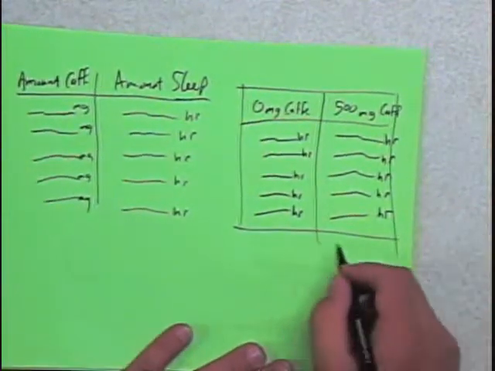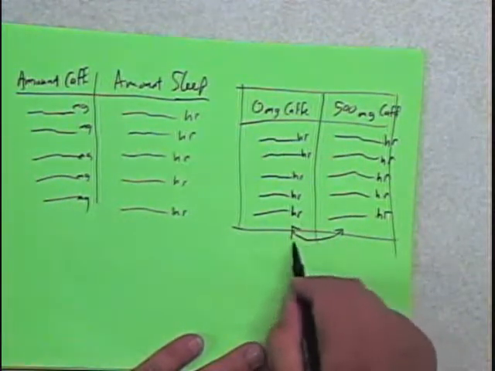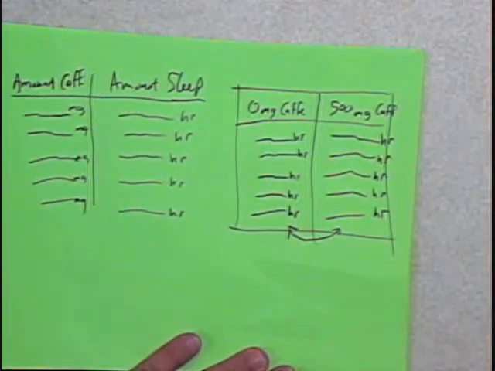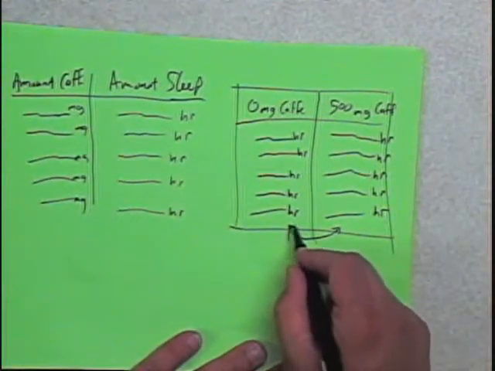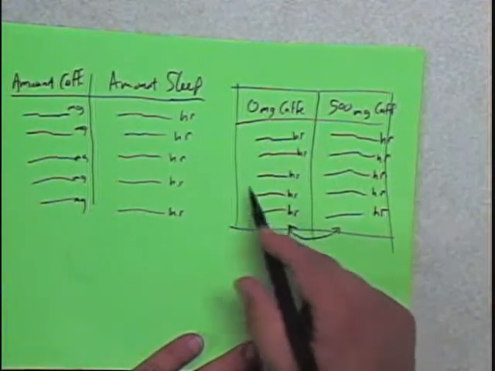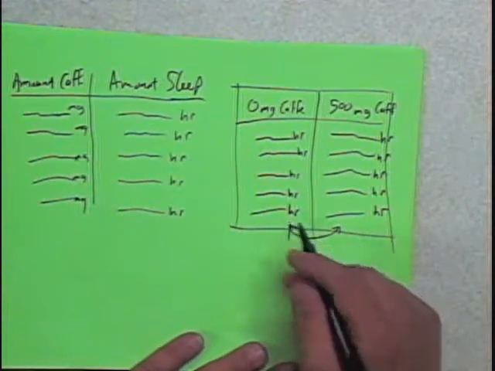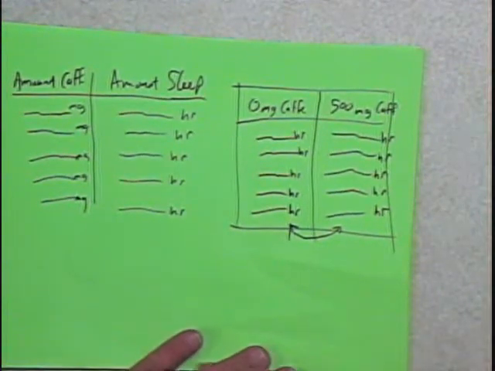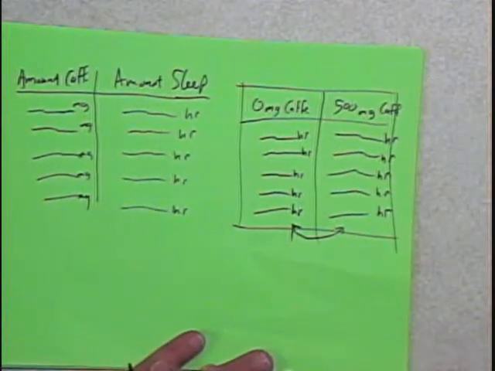Okay, and then at the end of the study, you're going to see, is there a significant difference between the two groups? So in particular, I'd probably see, is this significantly higher? Did they get more sleep than this group? And if there's a significant difference, then I would say I have evidence that the amount of caffeine does affect the amount of sleep. Okay?